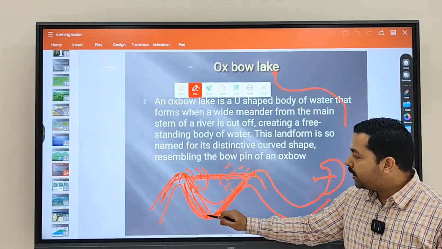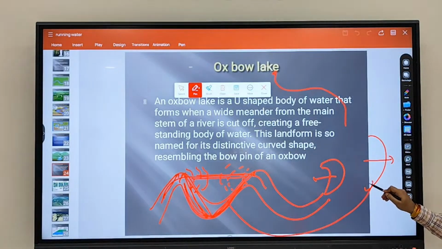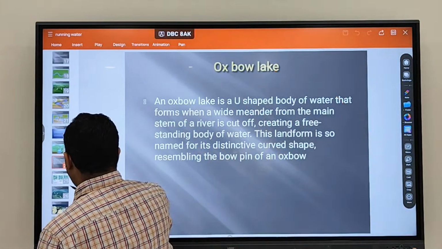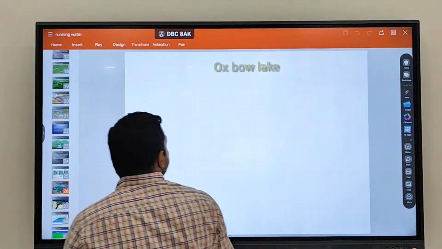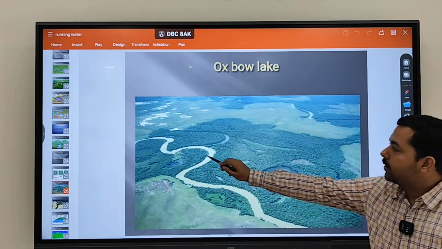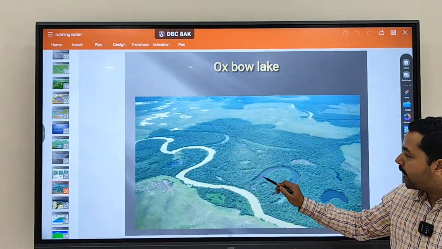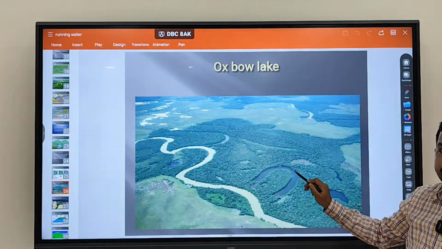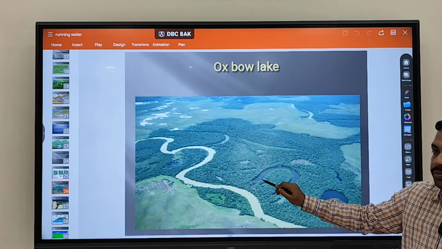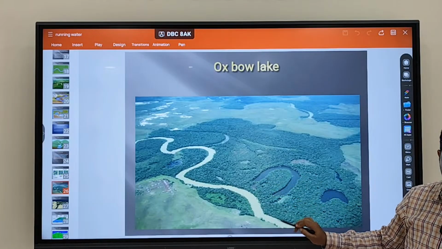So when river abandons this path, this bow shape is called what? This bow shape is going to be called an oxbow lake. So how do you see the figure? This is how you find the real life figure. River is flowing like this and has abandoned this meandering path. So this path has a bow shape and a lake shape. This part is called what? Oxbow lake. Clear?